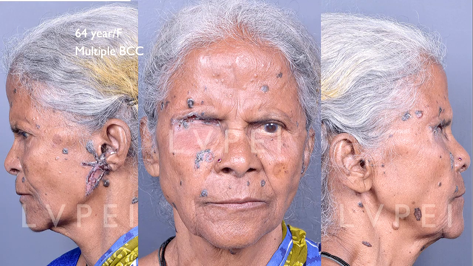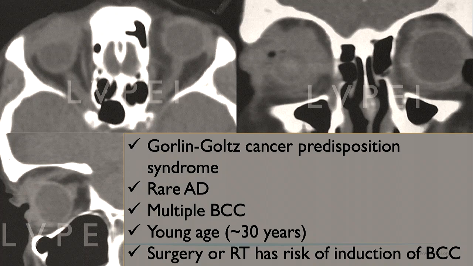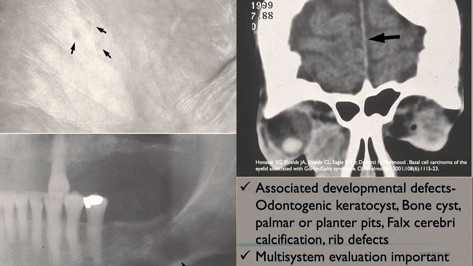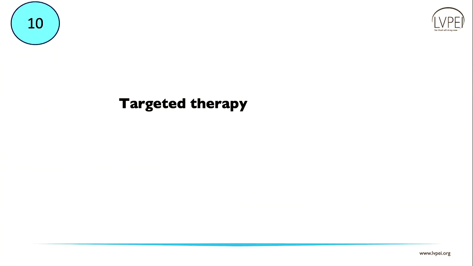So again, this is a patient with multiple basal cell carcinoma, a typical case of Gorlin-Goltz cancer predisposition syndrome. So again, we need to understand that surgery or radiotherapy has a risk of induction of basal cell carcinoma in these patients. There are multiple other associated developmental defects which are possible in this patient, so multi-system evaluation is important.